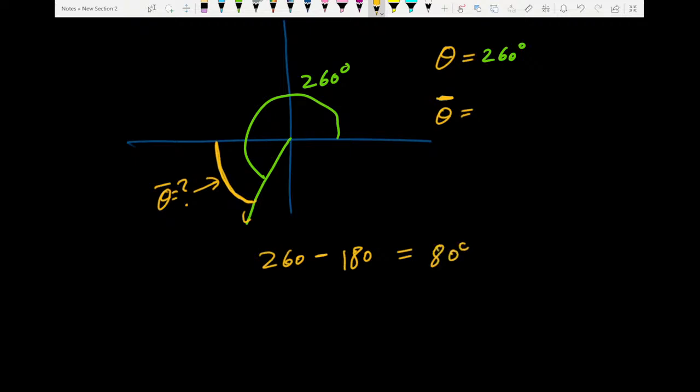So when you subtract it, that's 80 degrees. So in this case, the reference angle is 80 degrees. Okay?